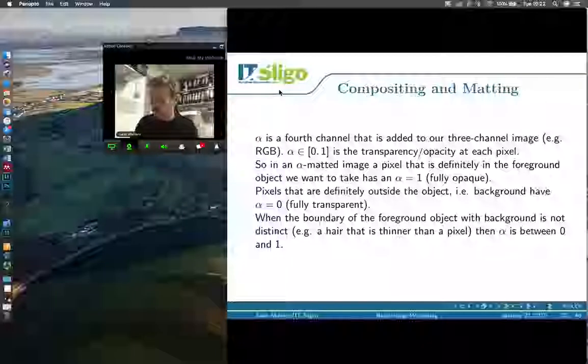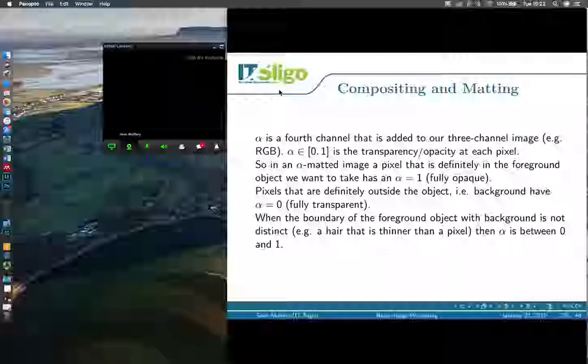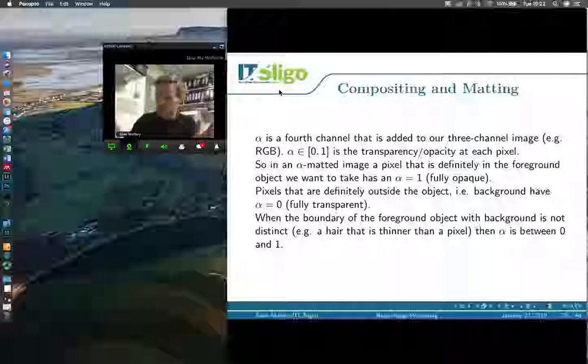So alpha is a fourth channel that is added to our 3-channel image. So we've got red, green, blue, and then this alpha, and it's in this range.